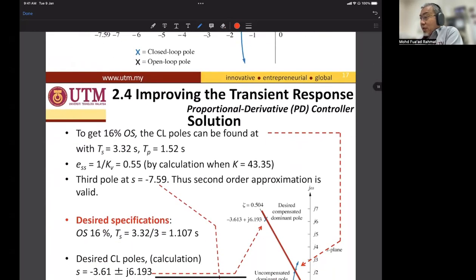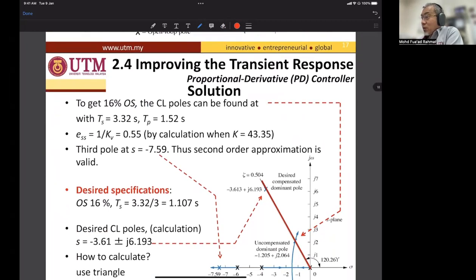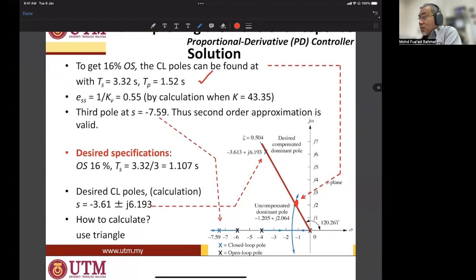To get 16% overshoot, the closed loop pole can be found at this point, with Ts 3.32 seconds, Tp 1.52 seconds and Kv error 0.55. The third pole occurs at minus 7.59. We get this value from the characteristic equation: we insert the value 43.35, and you get the s cubic. Then you can know what the third pole is.